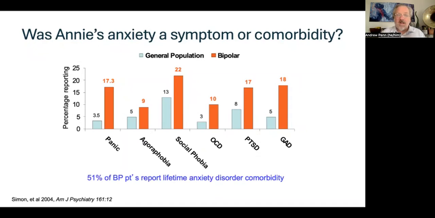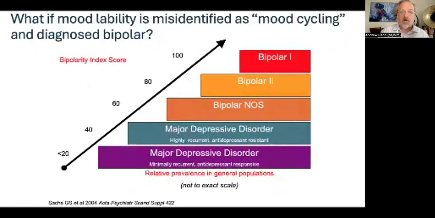And as you can see here, the prevalence of anxiety disorders among people with bipolar disorder is much higher than the general population, which would indicate that maybe this is a separate condition or maybe it's a symptom of bipolar illness. Because slightly greater than 50% of people with bipolar disorder will report having an anxiety disorder that they meet full criteria for at some point in their lives. So a lot of overlap between anxiety and bipolar disorder.